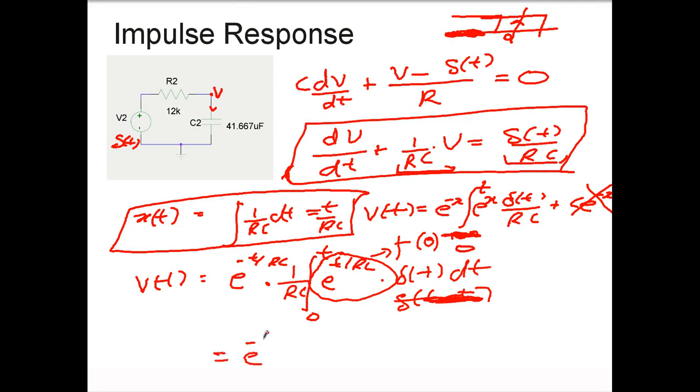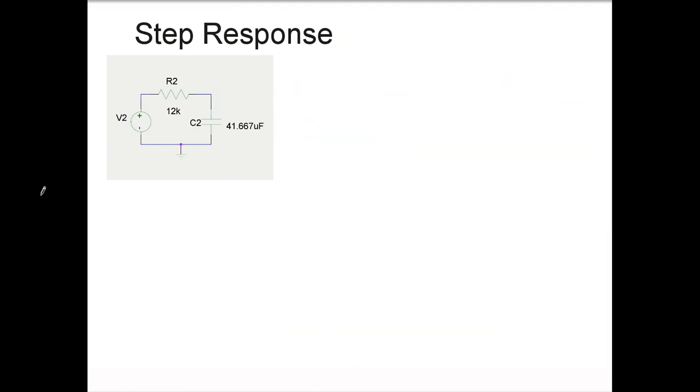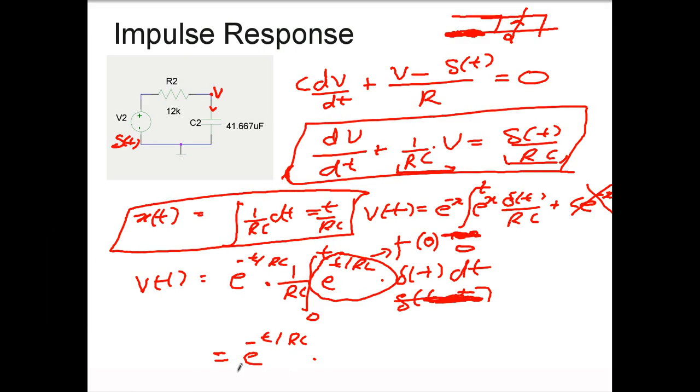So this would give me e raised to minus t over RC divided by RC, right, into the value of this function at zero, and the value of this function at zero is 1. If I put the value of t over here as 0, I would get e raised to 0, which is 1. So this is my impulse response, and we've got our impulse response. I'll also call this h of t.